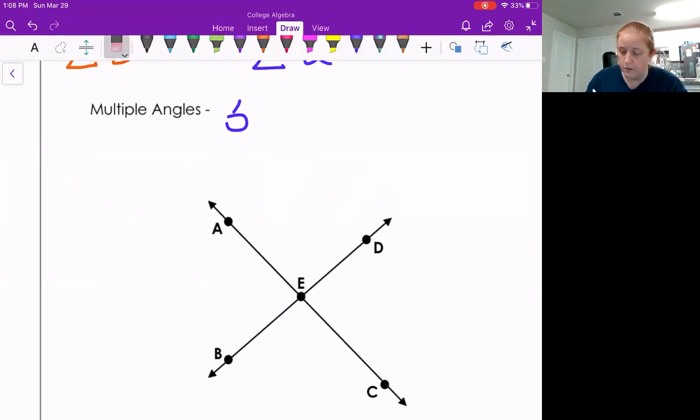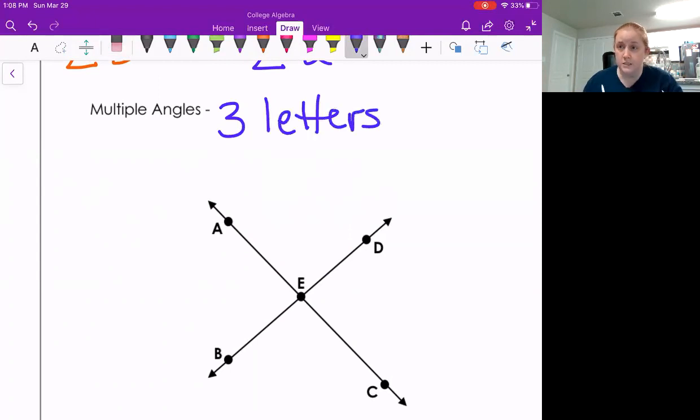That doesn't look like a 3, sorry about that. We use three letters when there are multiple angles going on at the same point. So let's say we look at the top here. For this top space, the trick is to start at a point at one of those arrows.